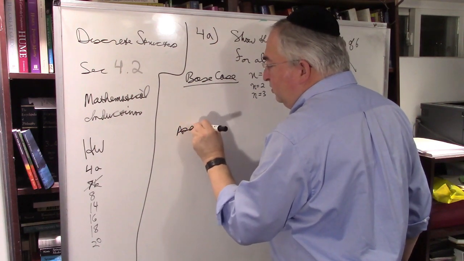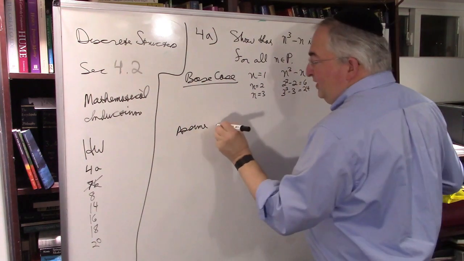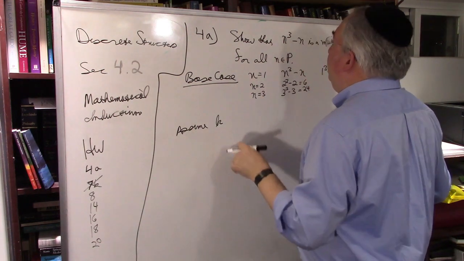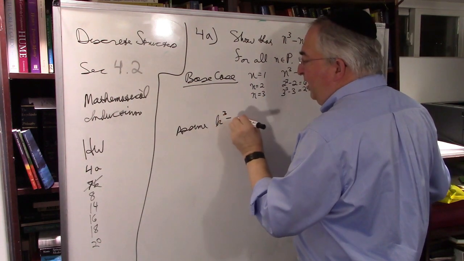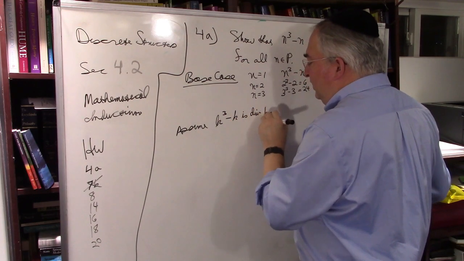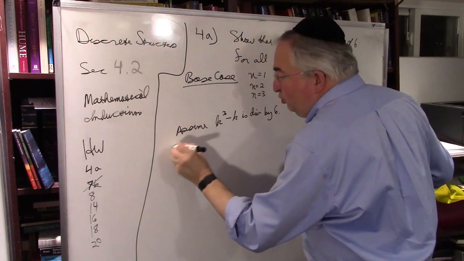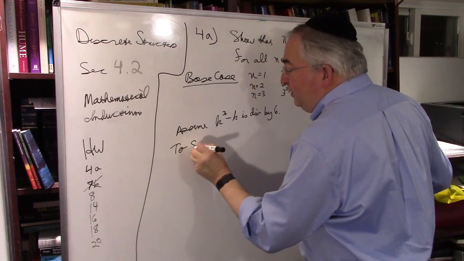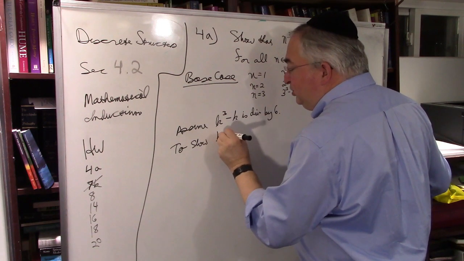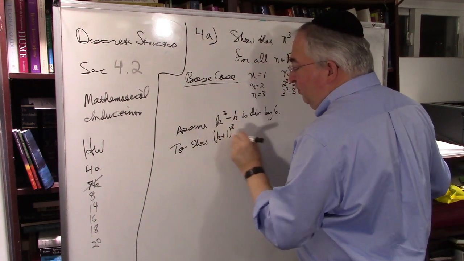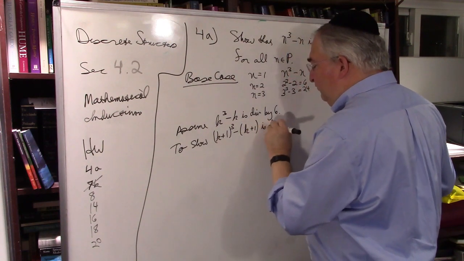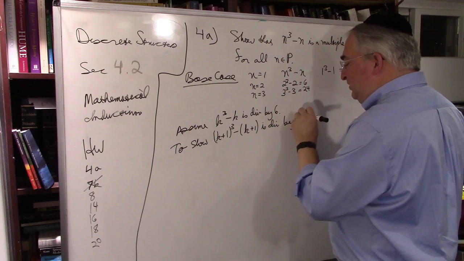Assume k. Now we're doing it for k, we're going to try to do it for k plus 1. Assume k to the third minus k is divisible by 6. To show, this is the next step, to show k plus 1 to the third minus k plus 1 is divisible by 6.